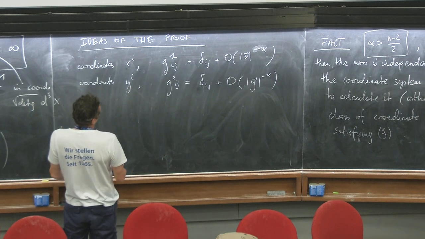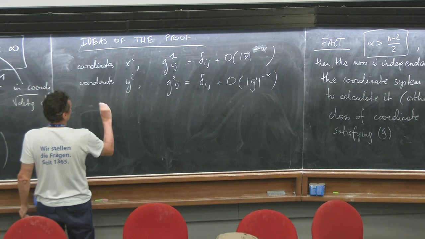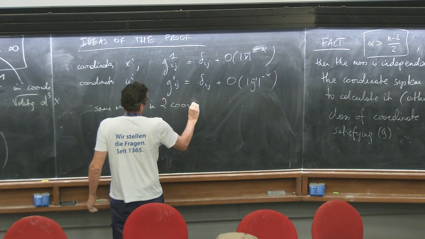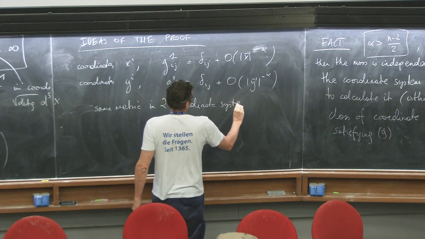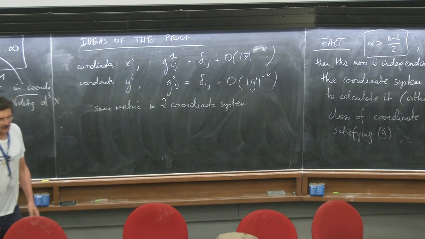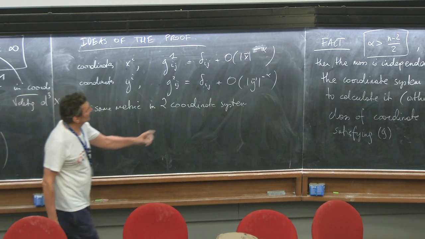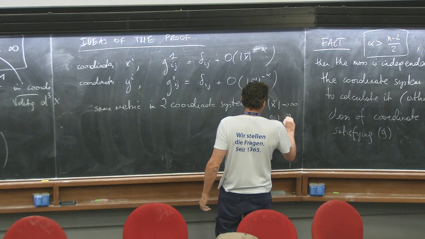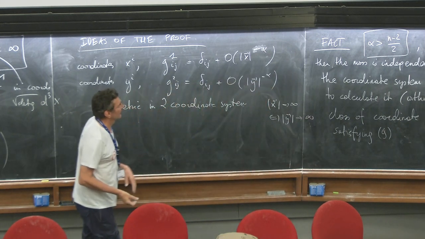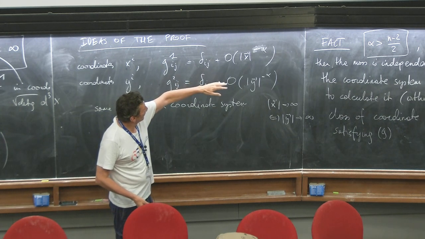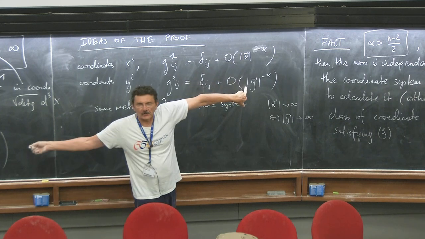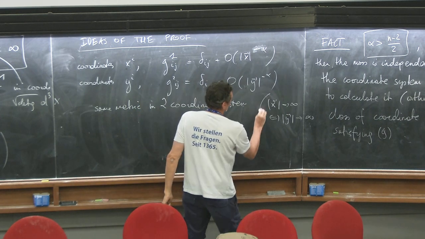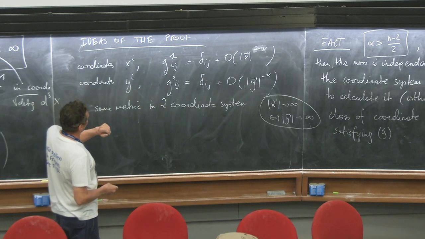Good, but we know that these metrics differ by coordinate transformations, right? So this is the same metric in two coordinate systems. If I wanted to be completely complete, I would need to justify that x going to infinity corresponds to y going to infinity. I'm not going to do this. But this is kind of obvious, right? Of course, x going to infinity might correspond to y going to minus infinity. Maybe, right? So you'd have to exclude these cases. But this I'm going to assume. Good. So we have the same metric in two coordinate systems.